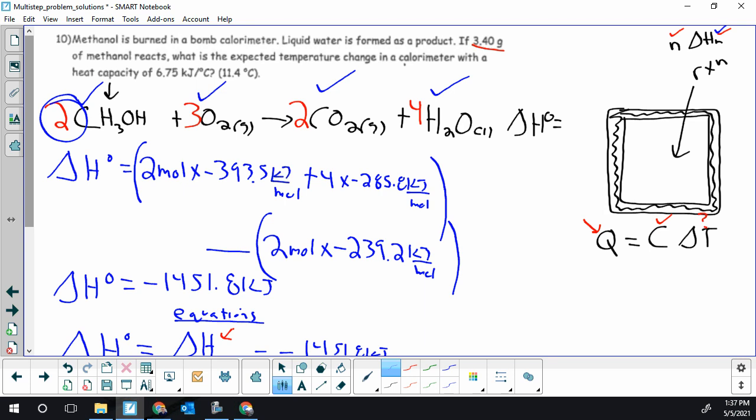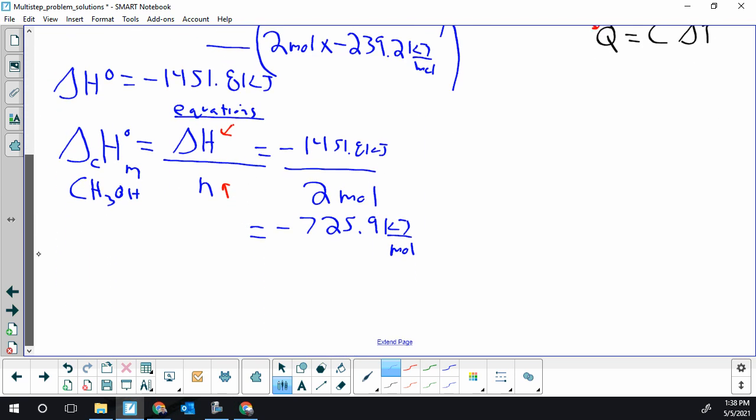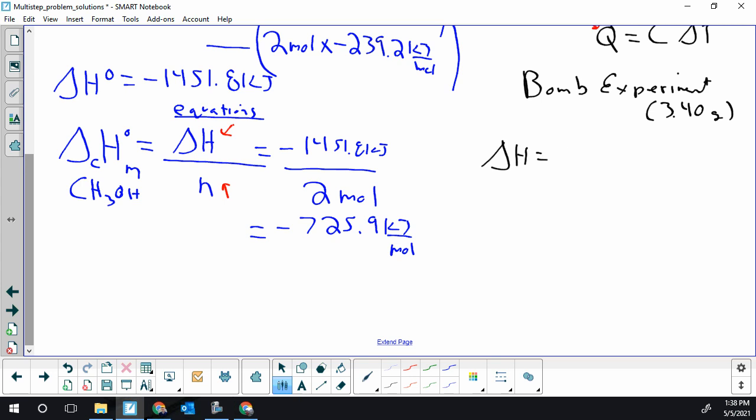Okay. The moles we can get quickly, so we're going to know the amount of energy released in this bomb calorimetry reaction. Okay. Everything so far in blue is for the equation. Let's move on to this bomb experiment. Okay. This bomb experiment is when there's 6.40 grams reacting. Okay. I want to know how much energy is released when that 3.4 grams reacts.